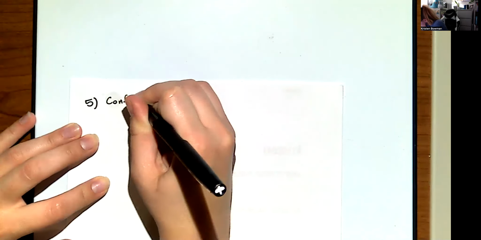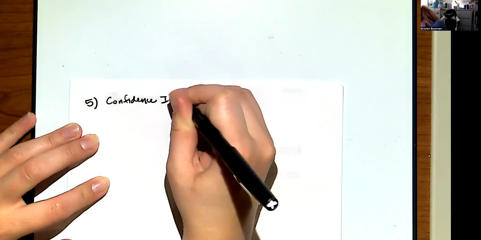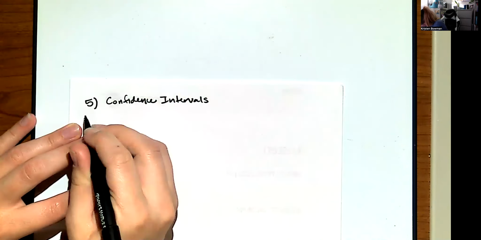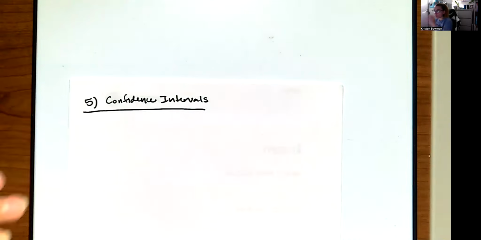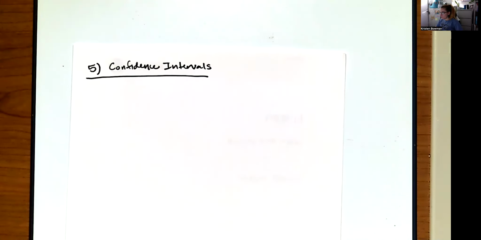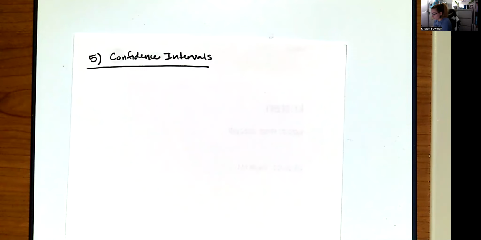Alrighty, that was the first part of Unit 5. Now, the second part of Unit 5 was confidence intervals. So note we're at Unit 5. This means we're halfway through the units because there are only 10 units. So this was when we got started on confidence intervals.